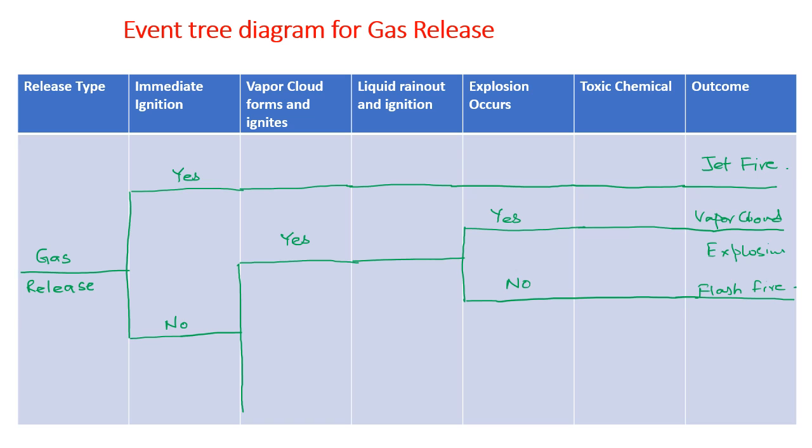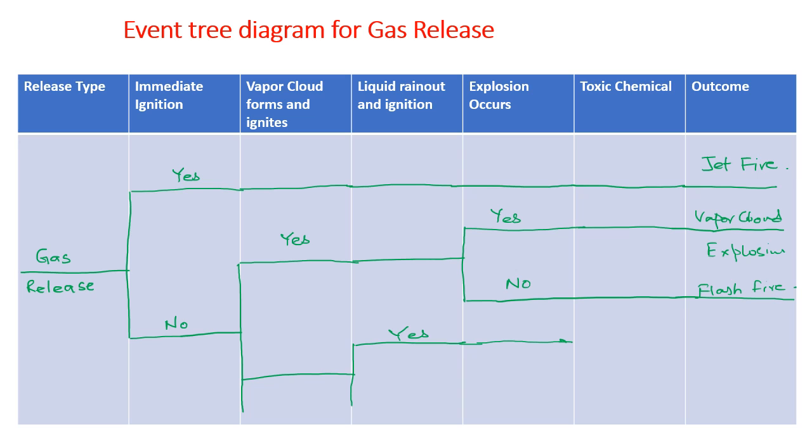flash fire. Now the second situation where the vapor cloud is not formed, right? Vapor cloud is not formed. In that case, liquid rain out and ignition may happen or may not happen. Consider this is happening. Liquid rain out means the gas is released in the form of condensate here, or it gets condensed and it makes liquid, and the liquid gets carried to a place of lower elevation.